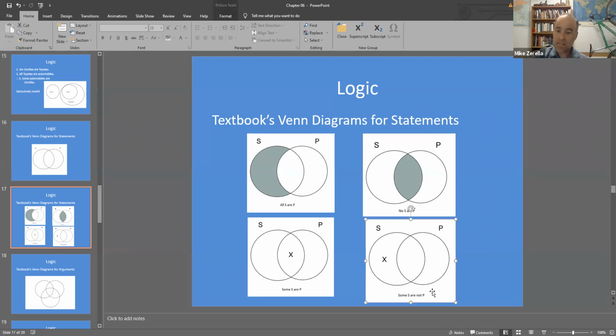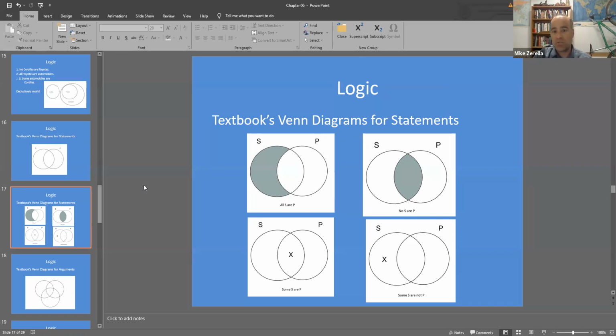Over here, some S's are not P's. So we put an X representing some individual thing that's an S, but is also not a P. Now, it could be that some S's are P's. We haven't shaded out this overlap area here, so it's possible that something could go in there. But this categorical statement is just simply saying that there's at least one S that is not a P, and that's what this X is showing us. Okay, so that's the four standard categorical statements using their simple standardized Venn diagram system.